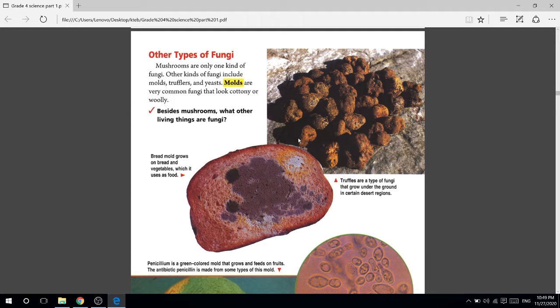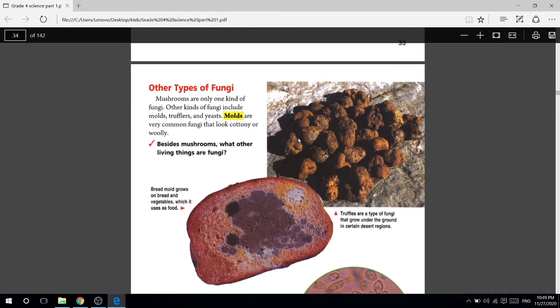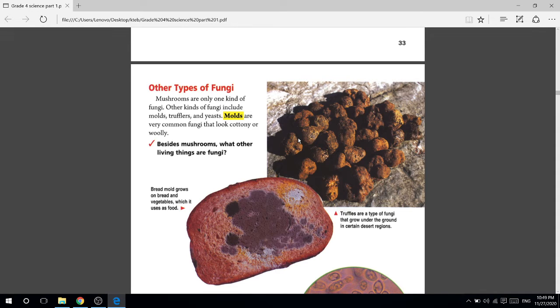Today we have a new lesson. We will talk about other types of fungi. Okay students, Grade 4, how are you and how was going? Are you ready to start a new lesson?